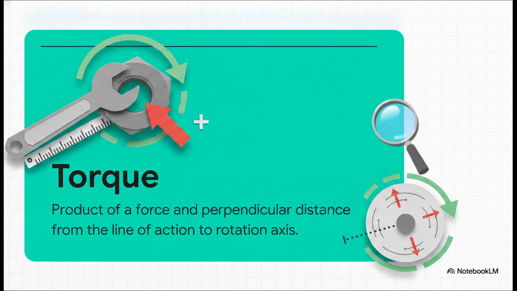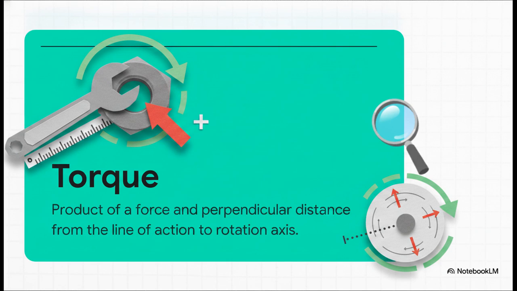Okay, let's dive into this. Our first absolutely crucial concept is torque, represented by the Greek letter tau. Torque is simply the product of a force and its perpendicular distance from the rotation axis. So, simply put, it's all about the turning or twisting tendency of a force.